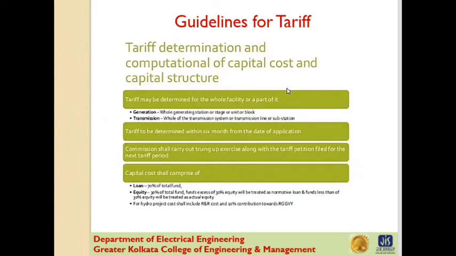Capital cost shall comprise of loan 70% of the total fund, equity 30% of the total fund. Funds in excess of 30% equity will be treated as normative loan, and funds less than 30% of the equity to be treated as actual equity. For hydro project, cost shall include R&R cost and 10% contribution towards RGGVY.